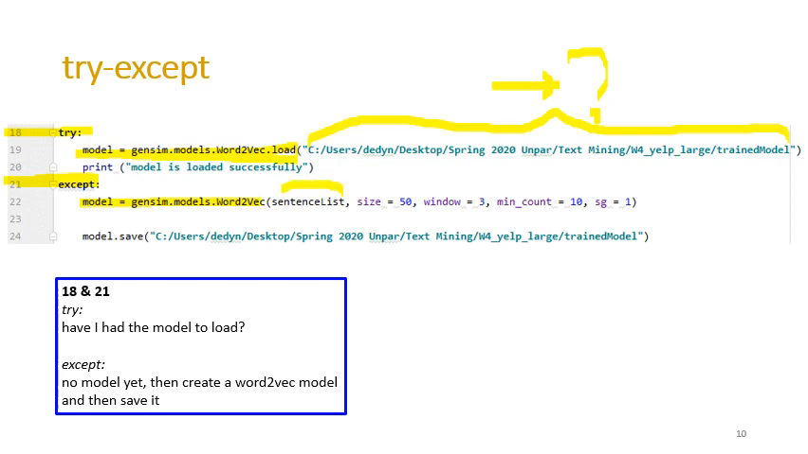So you put in the sentence list from the previous slide. I specified that the length of the vector is 50. I use a window of 3, so looking at the words 3 to the left and 3 to the right. Minimum count is 10, so any words that appear fewer than 10 times in the entire dataset will be discarded. And then I use the skip gram model. Once this model has been created, I save the model.